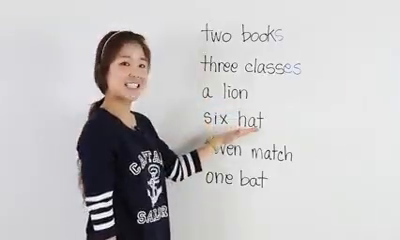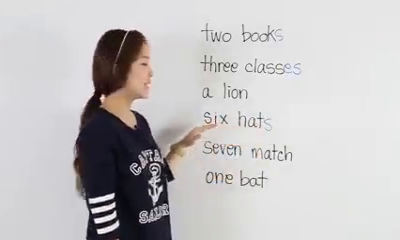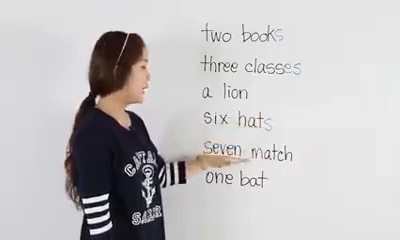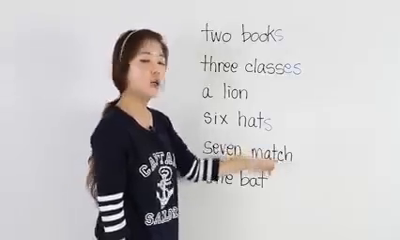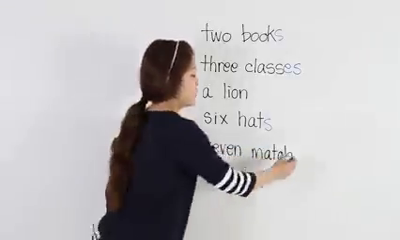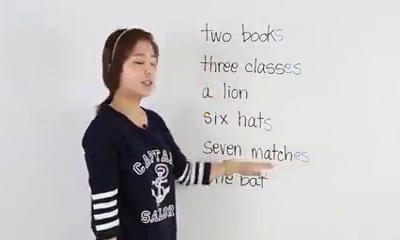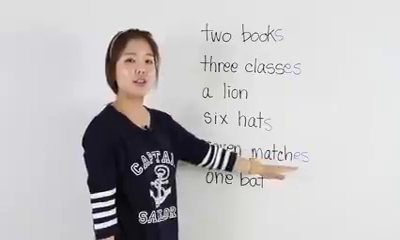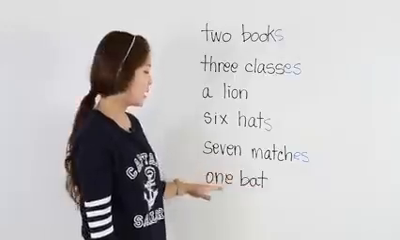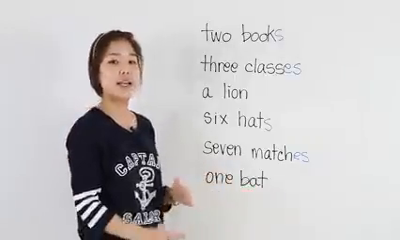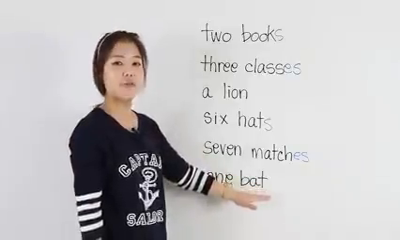Six hats. We have to put an s. Six hats. Okay, the next noun is seven match. What do we put? Well, we have a ch, so we have to put matches. Seven matches. Okay, and the last one is one bat. We do not put an s or es because again, it's just one. We don't have to put anything after bat.